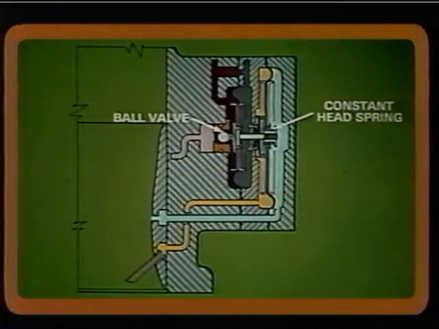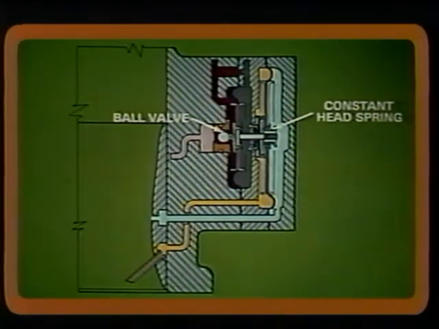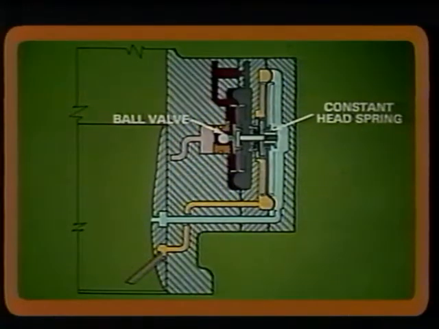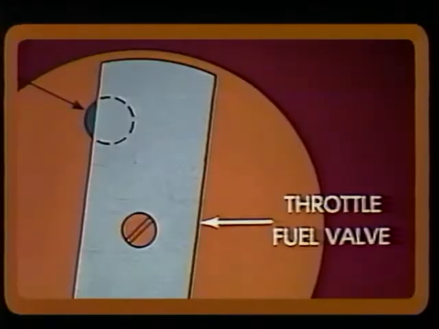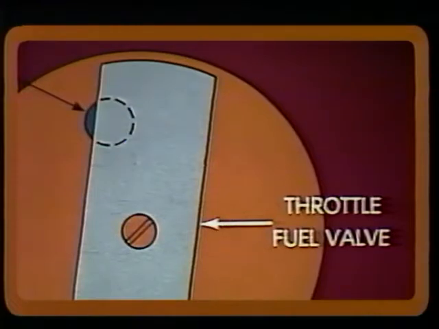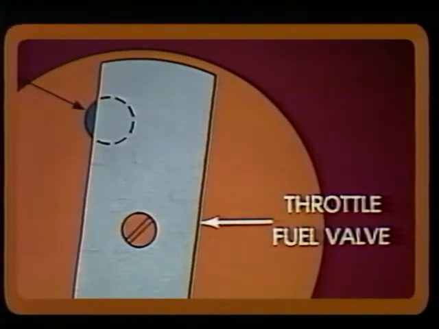In a fuel injection system during idling, there is insufficient airflow for the regulator to be effective. Therefore, a constant head spring holds the ball valve slightly off of its seat. This provides the proper fuel pressure for idling. At the same time, the position of the throttle fuel valve determines the amount of fuel that can flow under this pressure.